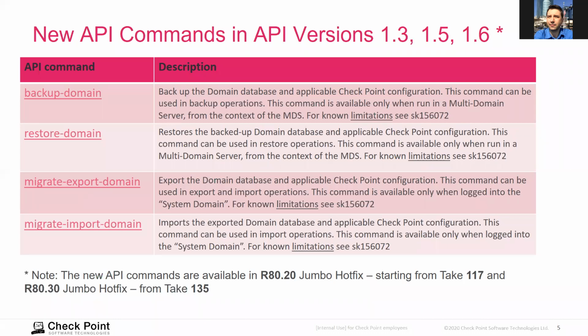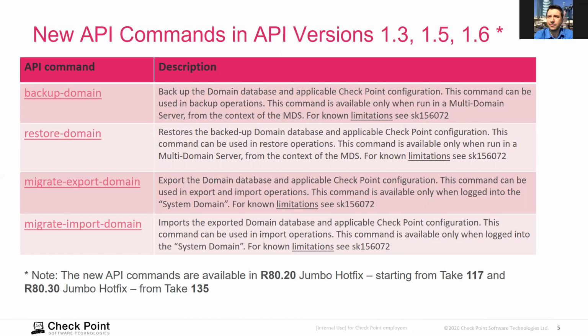So yes, we do have those commands available in R80.20. They were basically ported back from R80.40 to R80.20 and R80.30 in some relatively recent Jumbo HFAs. The API commands that we're going to use are backup domain, restore domain, migrate export domain, and migrate import domain. You can look them up in the API user guide, and you will see the description of those commands with examples if you want to dig a bit deeper.